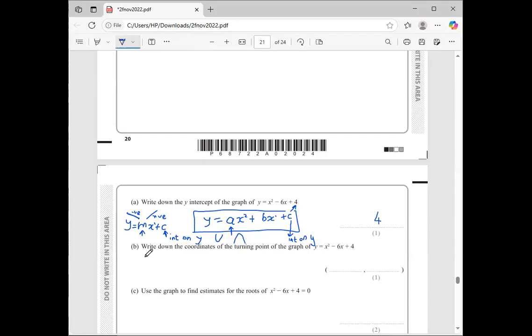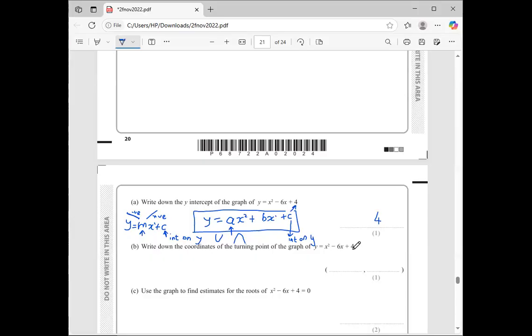The next question says, write down the coordinates of the turning point of this graph. Now, I hope you understand what they're asking us. There are two ways to solve this question. The first way is the way we are doing it now, by using mathematical principles. The second way is by doing what? Actually drawing the graph. And guess what? That way is going to be more time intensive. It's going to take your time, I can assure you.